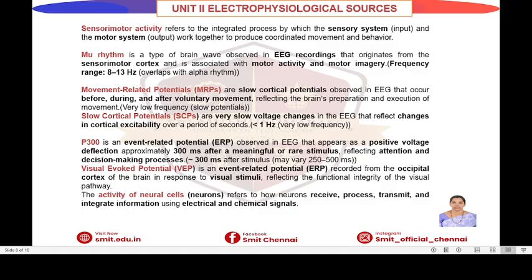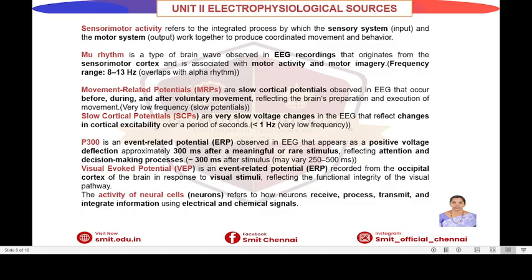Visually evoked potential: usually your occipital lobe is responsible for vision. So it is an event related potential which is recorded from the occipital cortex of the brain, which responds to visual stimuli. Activity of the neural cell: it consists of neurons, and the neurons receive the signal, process the signal and transmit the signal, and also integrate all that information using electrical and chemical signals.